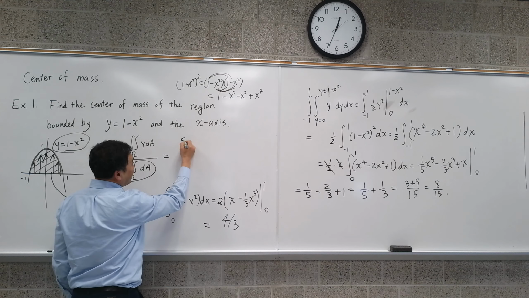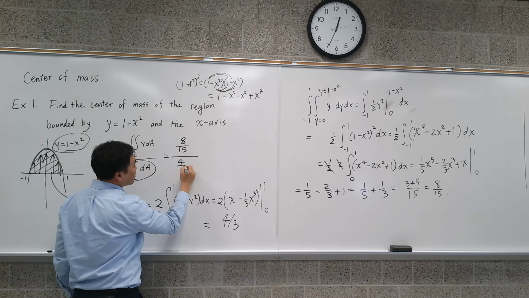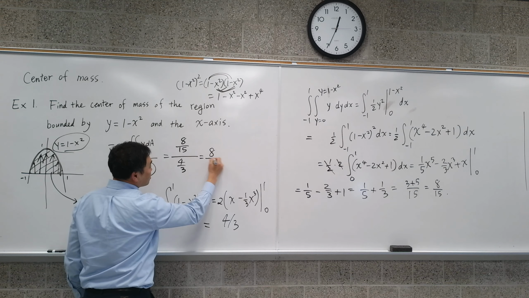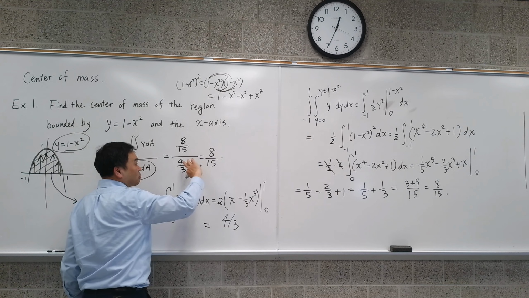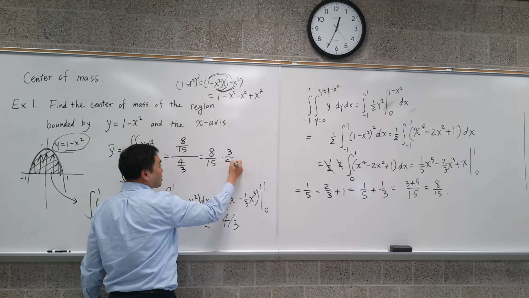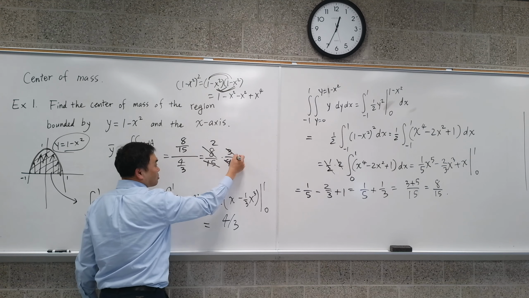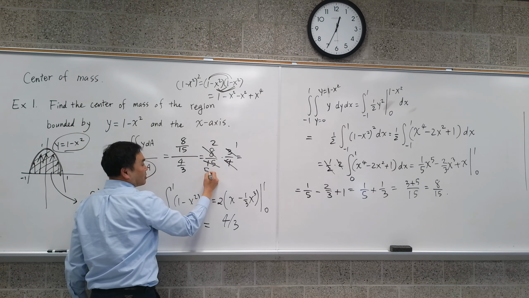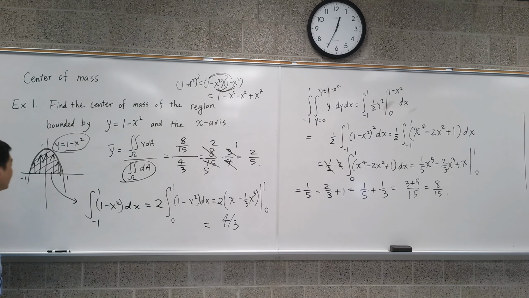We get 8 over 15 divided by 4 over 3. Well, division by a fraction is multiplication by its reciprocal, so we're going to flip this upside down. So it's 3 over 4, which you can cancel furthermore, and you get 2/5. And that makes perfect sense.